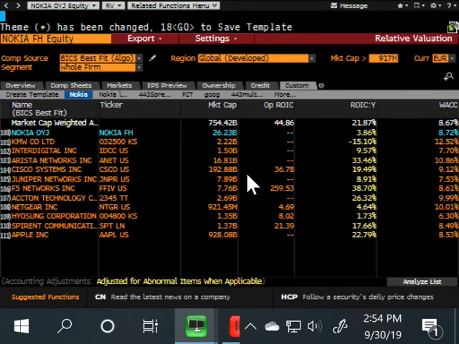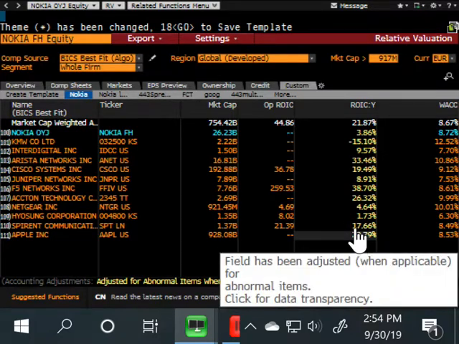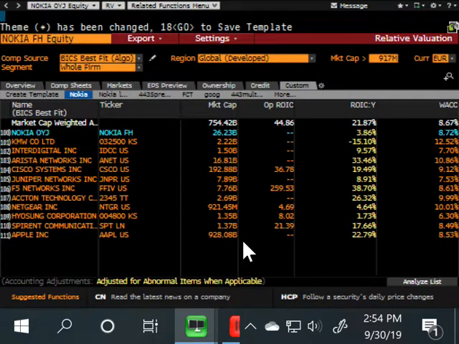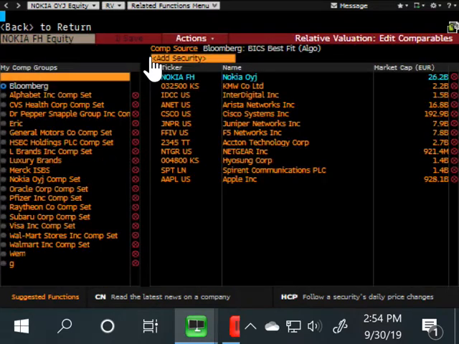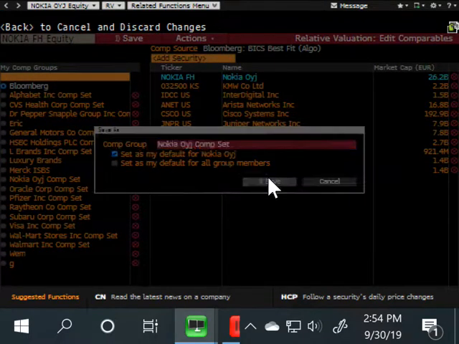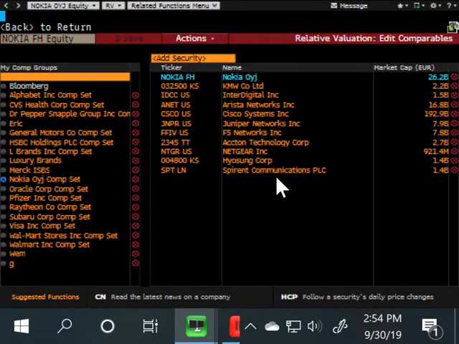But here's the problem. Even if I use this definition, as I said, Apple is pretty much the industry, so for standard Bloomberg ROIC, the result is pretty close to Apple's. In this case, I'm trying to get network providers, and Apple's not really a network provider. So one of the things I could do is come here to edit, and I could just kill Apple off this list. That way, when I save this as my Nokia comp set, I could go back.